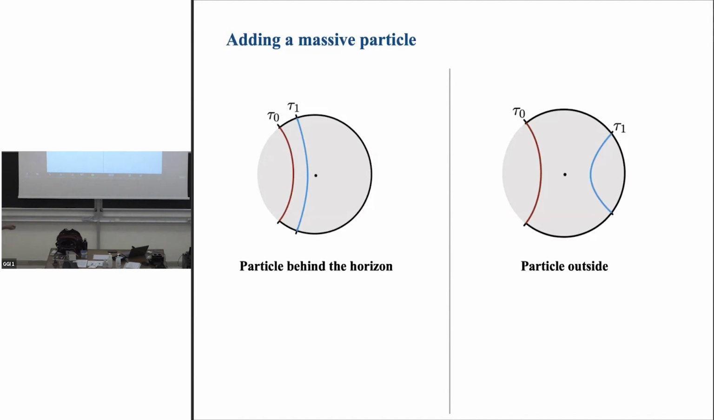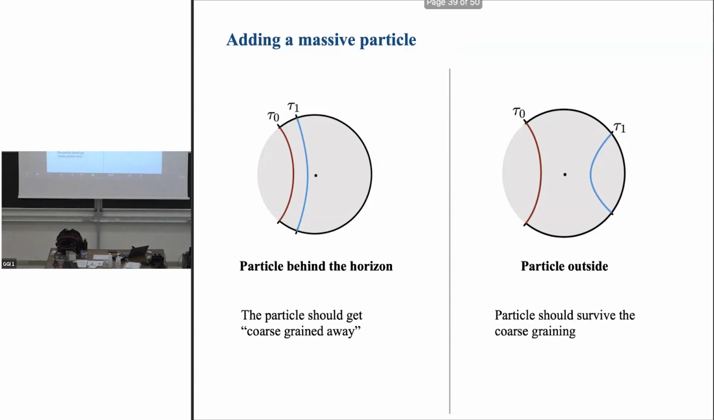But something interesting should happen, because if we add a particle behind the horizon, then the particle should get coarse-grained away by any reasonable notion of coarse graining, I think. Whereas if we add a particle outside, then the particle should survive the coarse graining. That's what we expect intuitively, and that's what we're going to find. So how does that work when we go through this procedure?